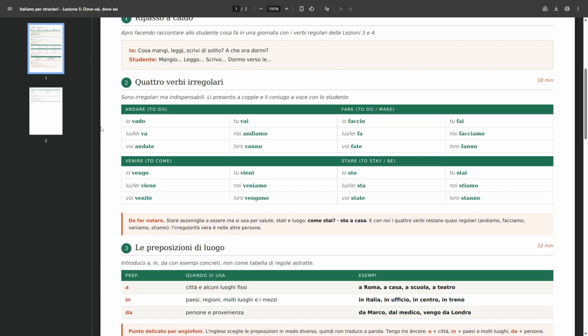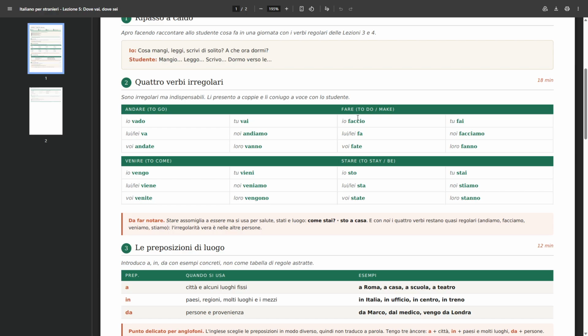Okay, then let's start. We have the verb andare. This is very important because it means to go, so it's commonly used. Andare. And it conjugates like this. Io vado, so I go. Tu vai, you go. Lui, lei va, he, she goes. Noi andiamo. You see how it changes? This means we go. Then voi andate, you, plural, go. Loro vanno, and it comes back to the root of before. Nonsensical. Loro vanno, it means they go.